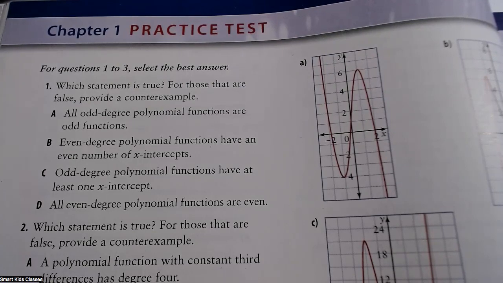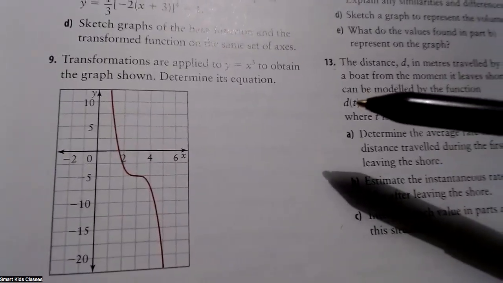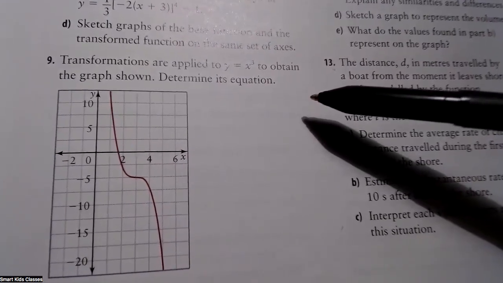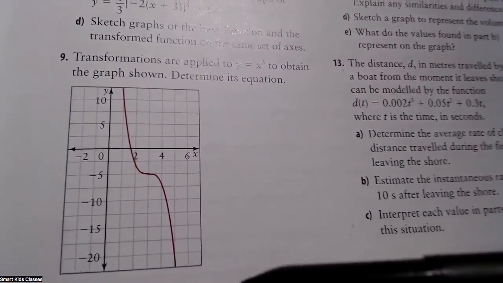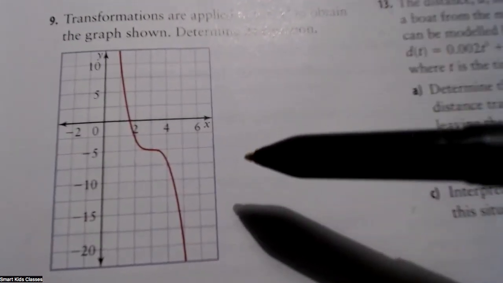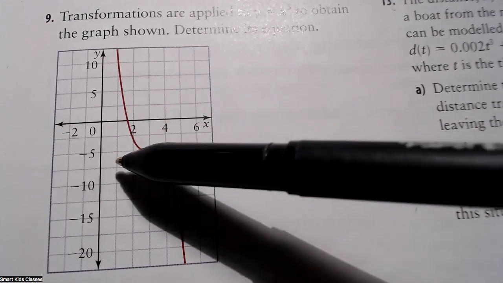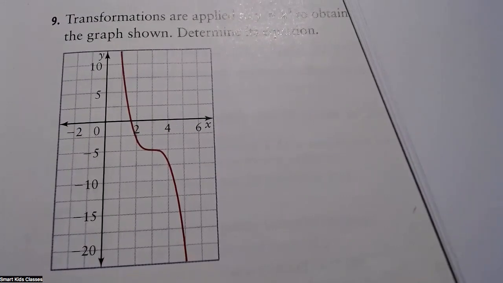Let's look at the chapter 1 practice test. We continue with part 2 of the test, question 9. Question 9: a transformation is applied to y = x^3 to obtain the graph shown here. We're going to find the equation. First, we identify the vertex. The vertex has x of 3 and y of -5. And then we're going to write it here.